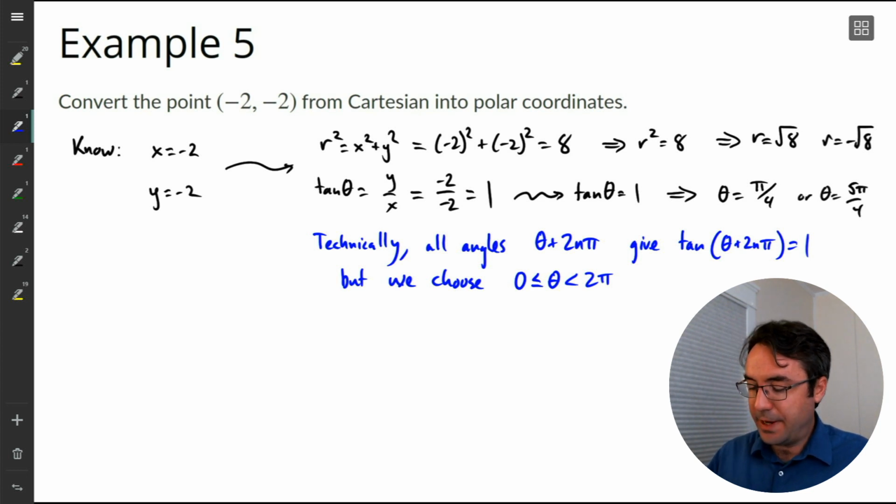All right, so what do we have? We know x and y. We found possibilities for r and theta. Now we just have to figure out how these match up.